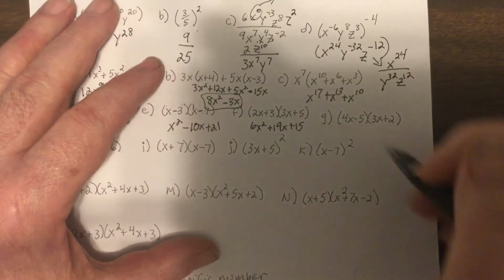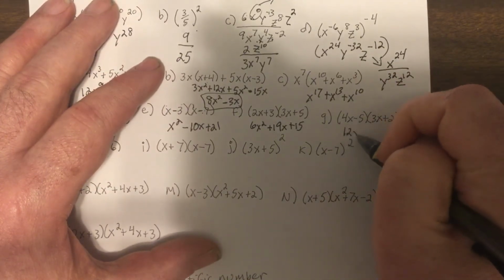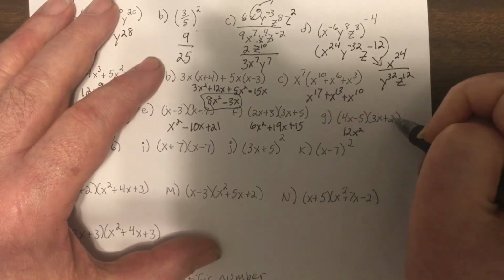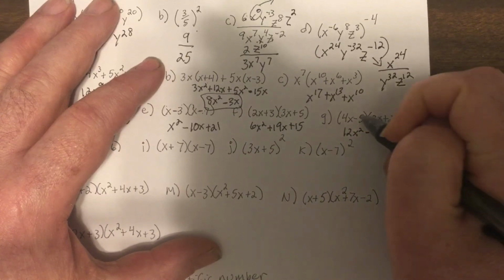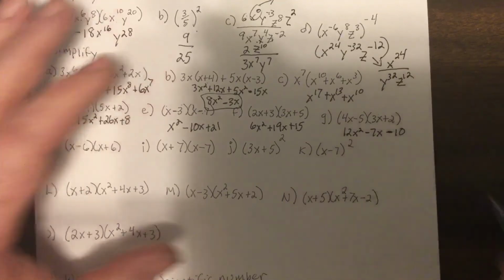Okay, this one, 4x and 3x is 12x squared. Minus 15x plus 8x is minus 7x. Minus 5 times 2 is minus 10.